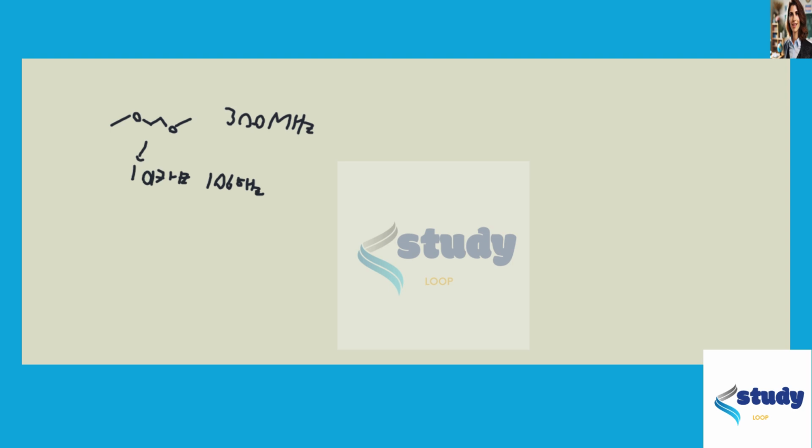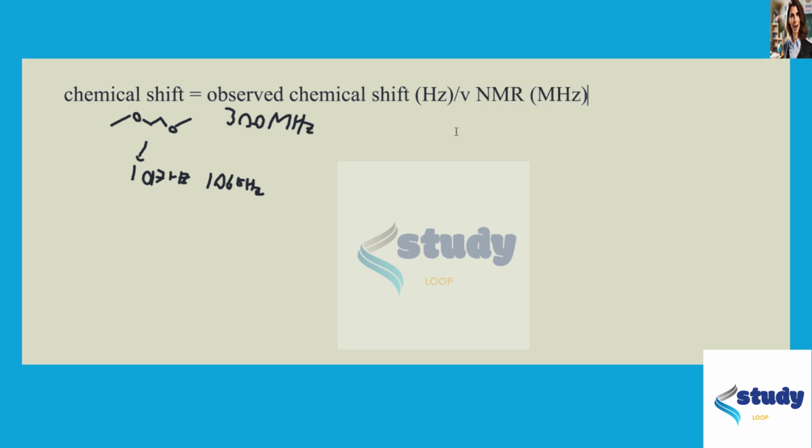So if you recall the equation to determine your chemical shift, your chemical shift, or delta sign, equals your observed chemical shift value, and this is in hertz, divided by the operating frequency of your NMR in megahertz, so the magnet strength of your NMR. So if we plug this equation in using the information we have provided, for part A, we're asked to find the chemical shift value.